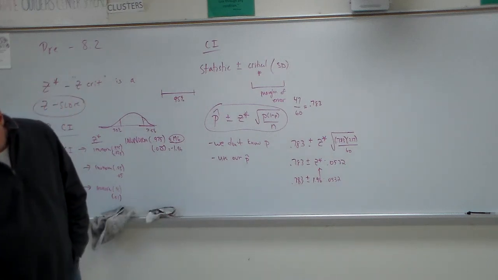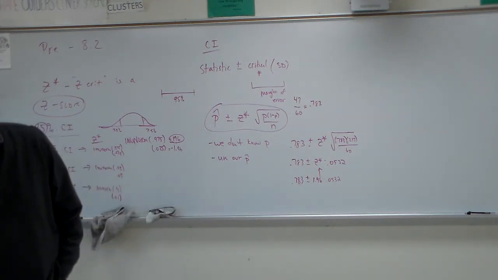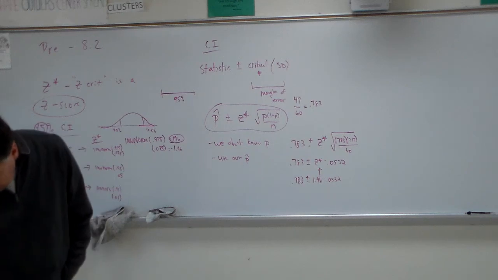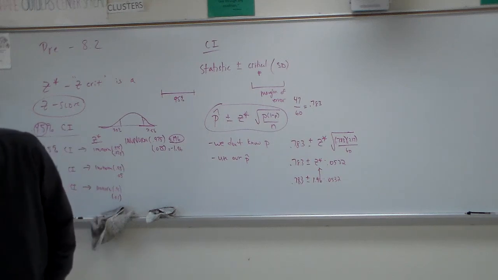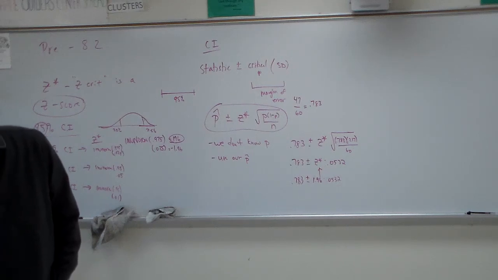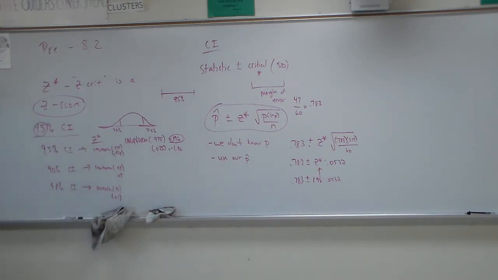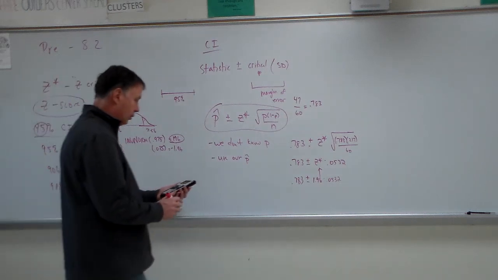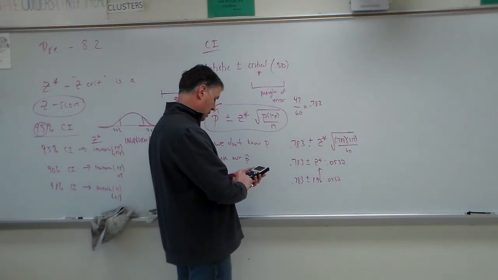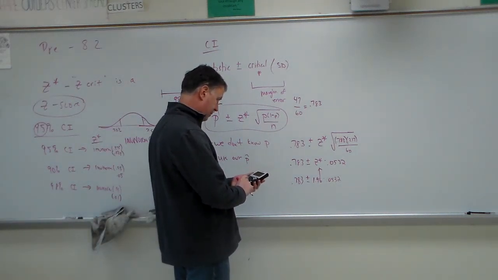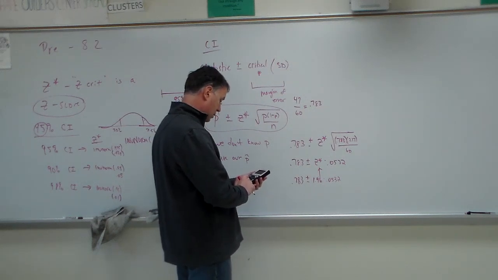Okay, let me see if I have an answer for the circus peanuts. Uh-oh, I don't know if I did it for a 95 or a 96. So I don't have one. I can do it quick. Ready? Here we go. So we do 1.96 times 0.0532.